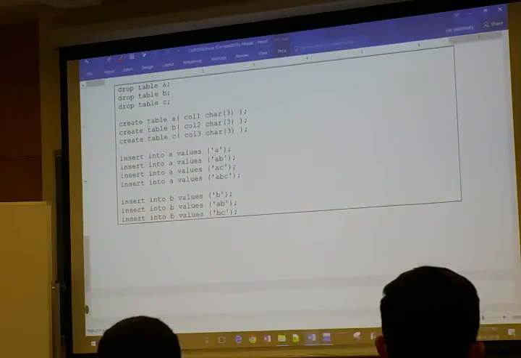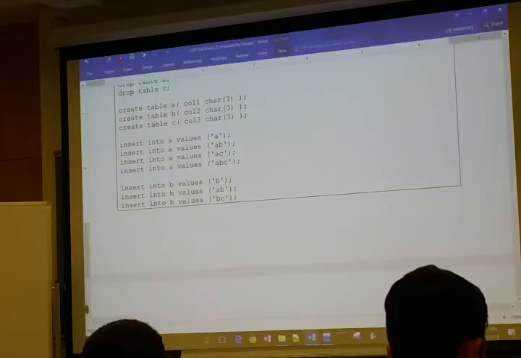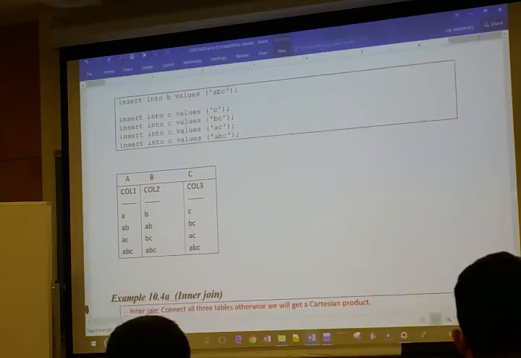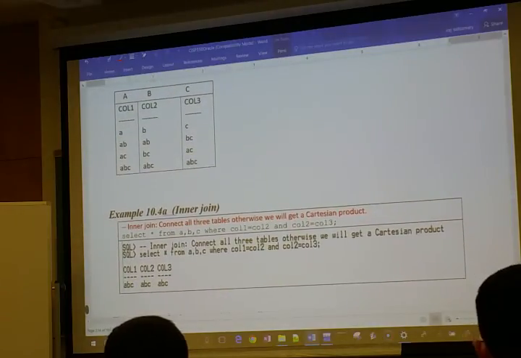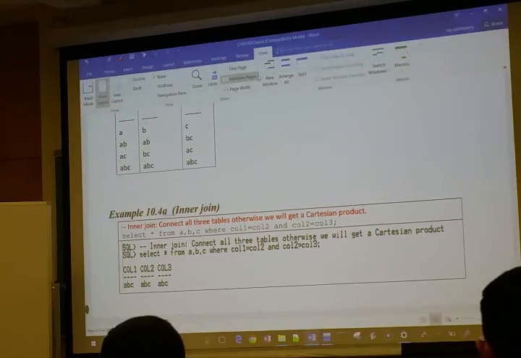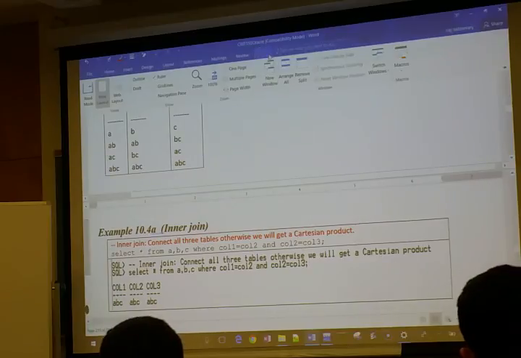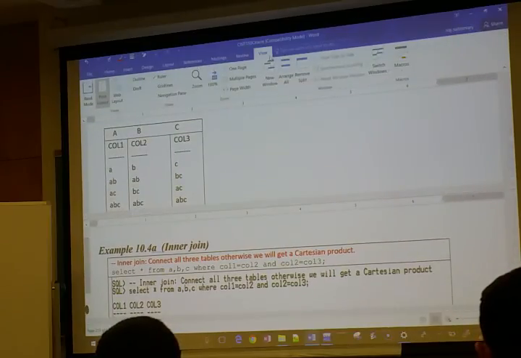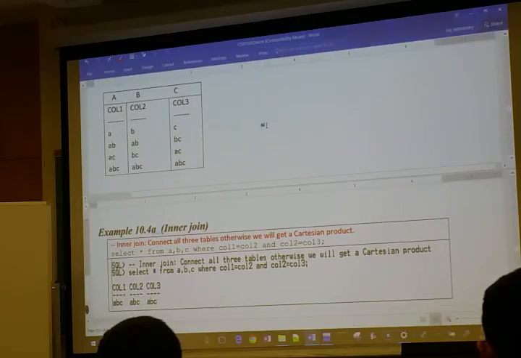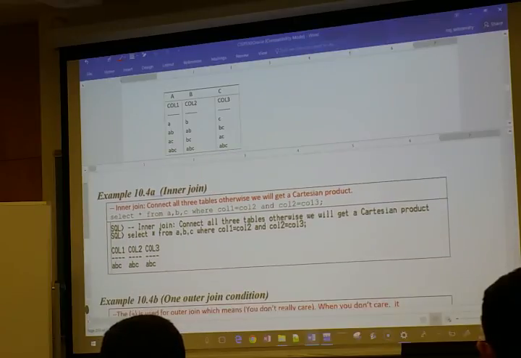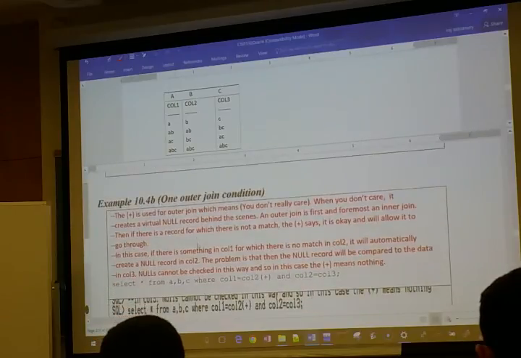Okay, so let's go ahead and take a look at this. You know, we have 3 tables. So there's that. These are the 3 tables. And let me go ahead and split the screen. Okay. So let's go ahead and find out what happens with this.